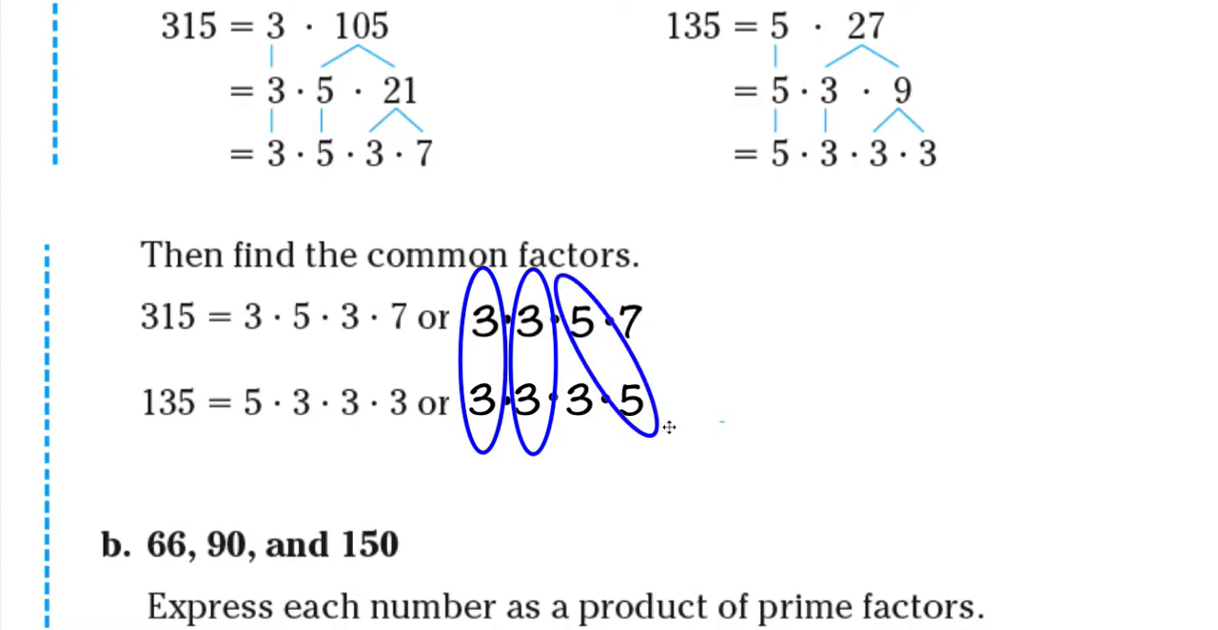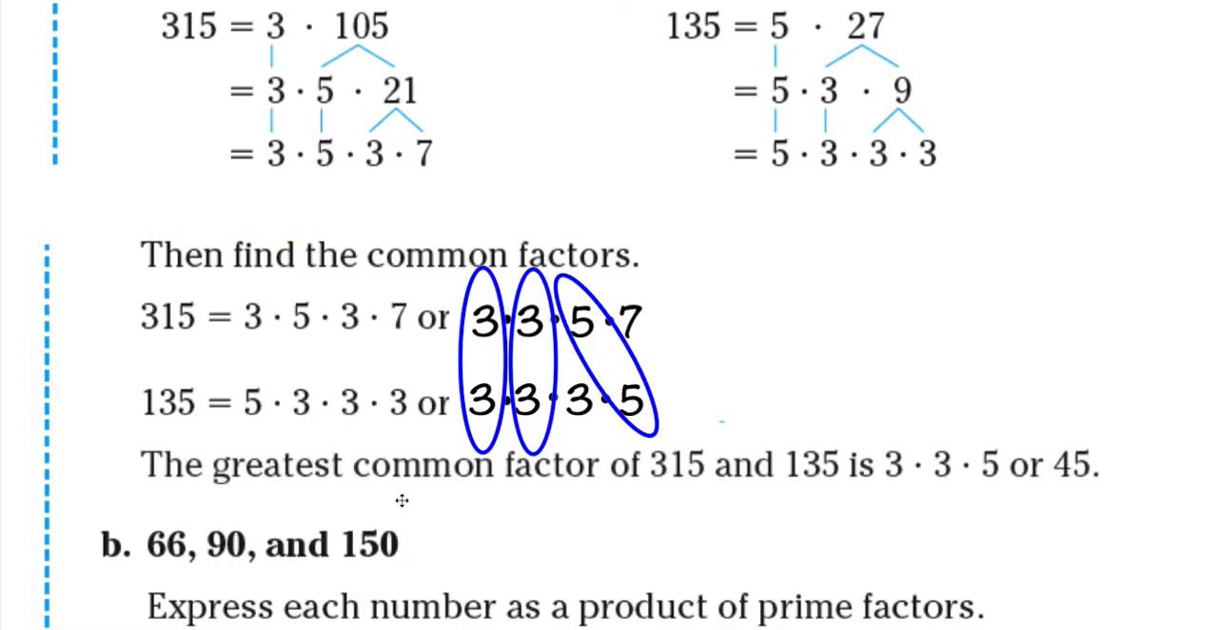As well. Okay, and then we bring them down once. After bringing the 3 down once, we find out that the greatest common factor of 315 and 135 is 3 times 3 times 5. So we bring the 3 down once, right here.